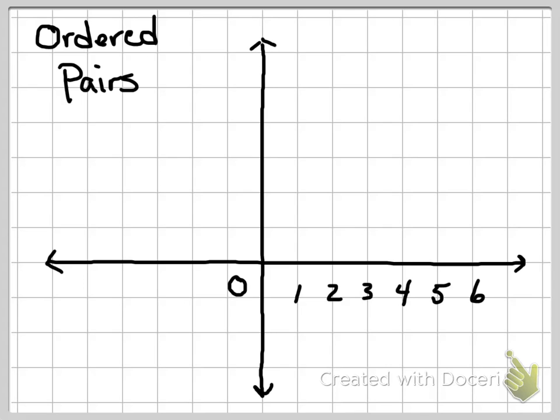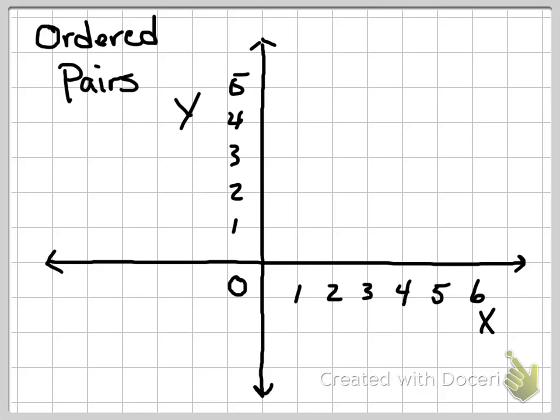This is our x-axis. It is the horizontal axis. And then we can also number our vertical axis. And we will label this our y-axis. Now, we're ready for our ordered pairs.